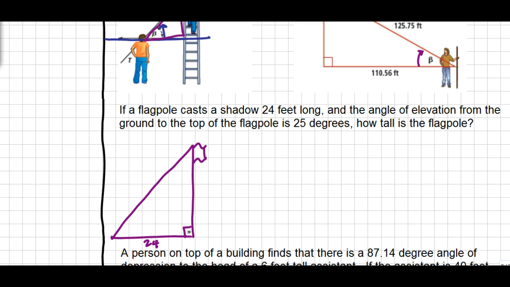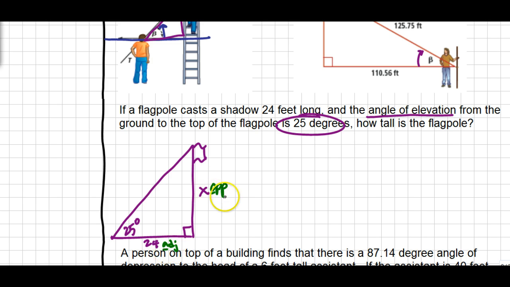Flagpole's perpendicular to the ground. I need to know how tall it is and then where the angle is. It says that the angle is 25 degrees and it's an angle of elevation. The only horizontal piece is down here. If I angle up from there, I have my 25-degree angle. Based on my picture now, I should be able to determine if I'm using sine, cosine, or tangent. Related to this angle, I've got the adjacent side marked, and I'm trying to find the opposite side.